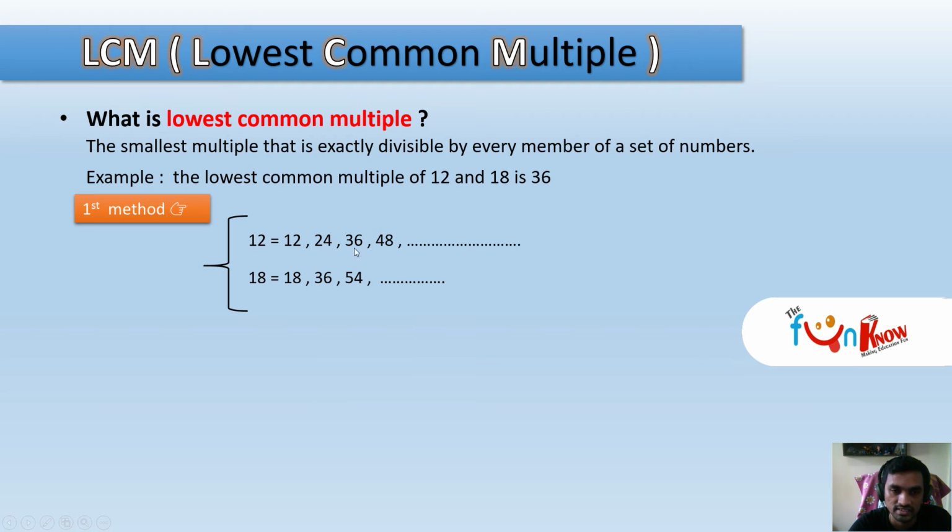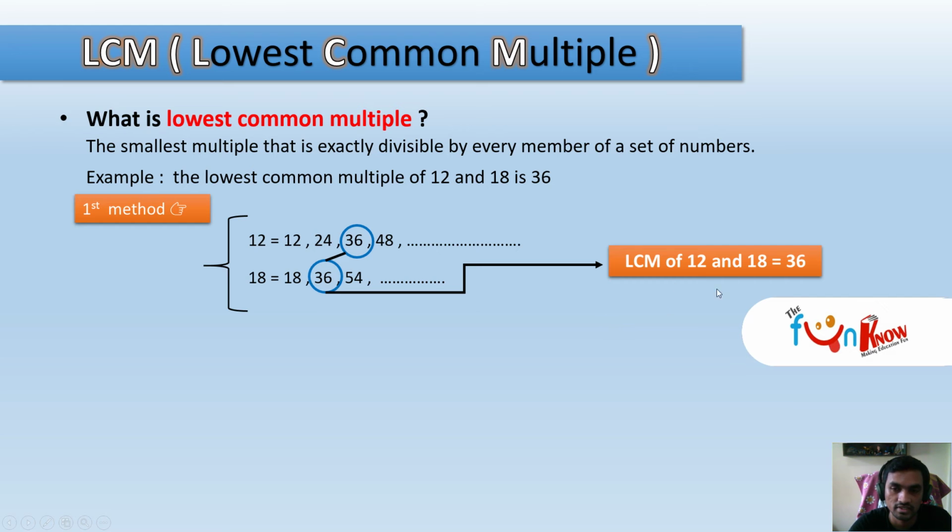Now we can see that there is a common number, the number 36. If you keep on multiplying ahead, you will find some more common numbers, but we need to find the lowest common multiple. So 36 is the lowest common multiple of 12 and 18. That's how we found that the LCM of 12 and 18 is 36.